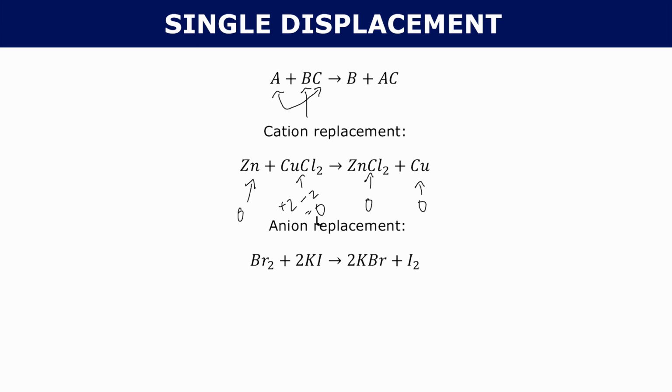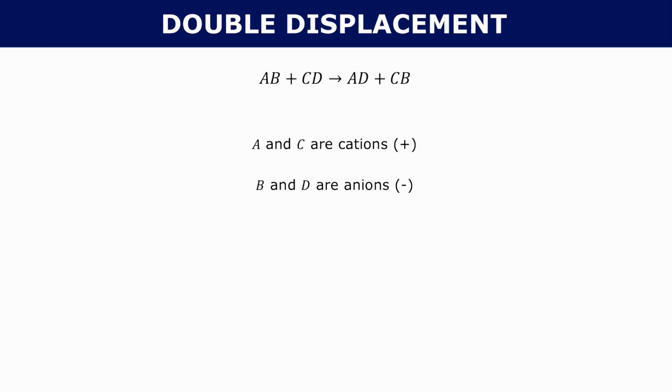And single displacement reactions are very frequent when we're talking about redox reactions. Now, the last type of reaction that we're going to go over is a double displacement reaction. In a double displacement reaction, you have AB reacting with CD to produce AD and BC. So the inner ones come together and the outer ones also come together. Inner with inner, outer with outer, then you have a double displacement reaction.